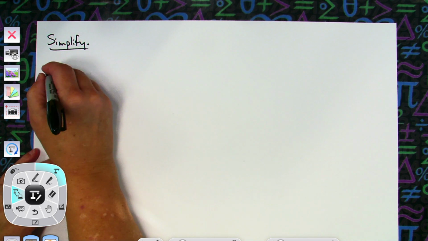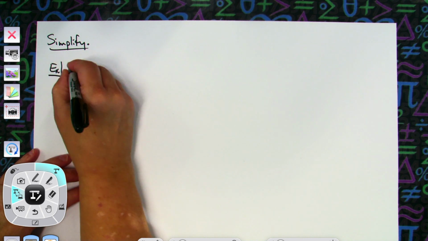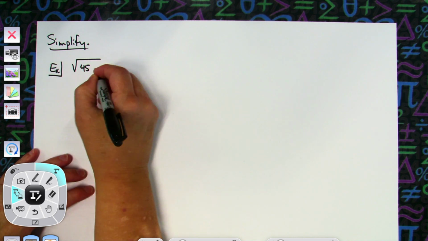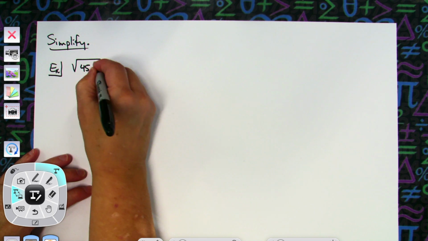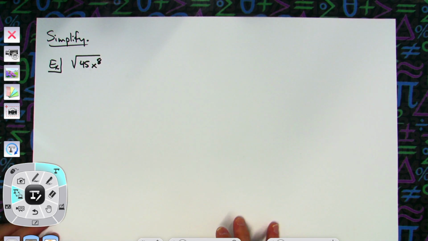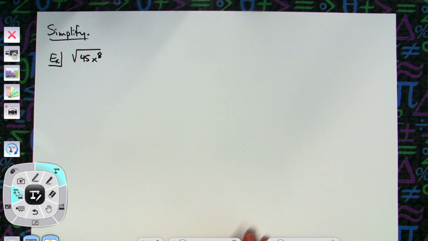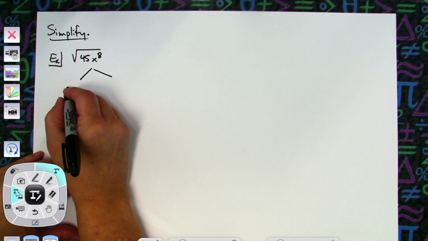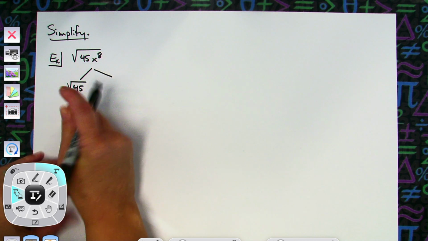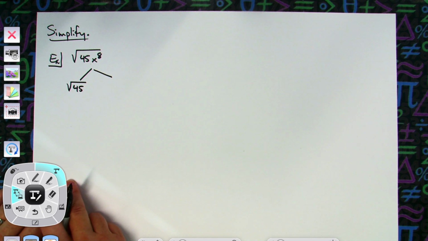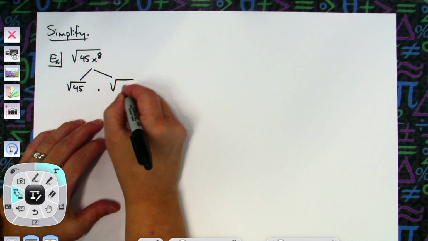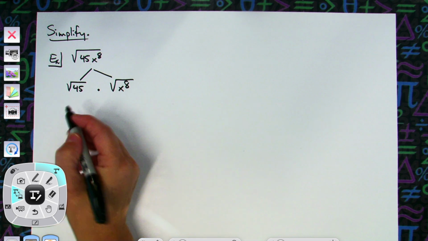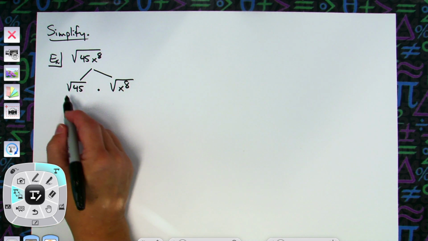Let's suppose you had the square root of 45 x to the 8th. When I have something like this, I take care of that coefficient, and I simplify that radical, and then I take the variable and I separate that, and I do them individually. So really I would look at this as a square root of 45, and I would work to simplify that the way you did in Algebra 2. This one is square root of x to the 8th. Now we did the little factor trees on this, right?